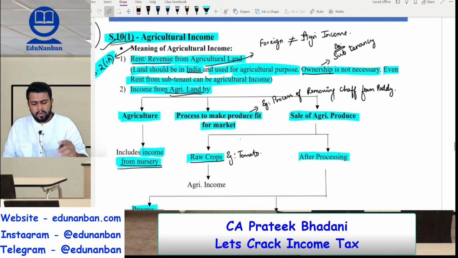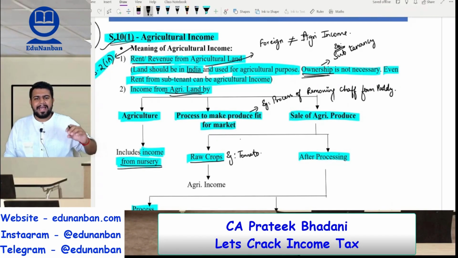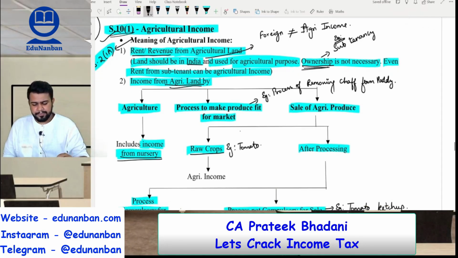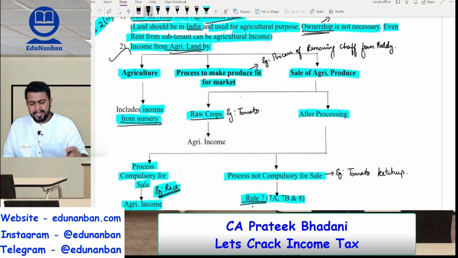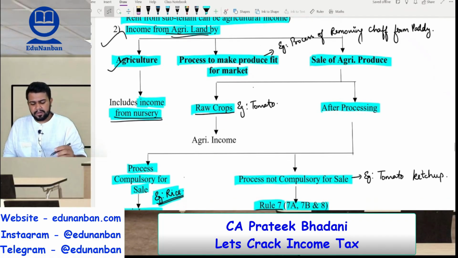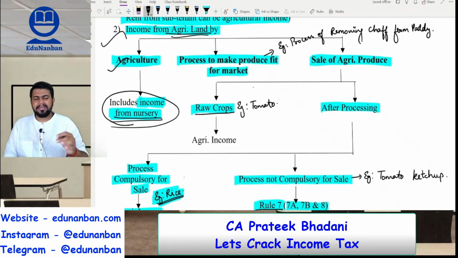Now ownership is not necessary to get the rent. I told you example of subtenancy. If I am getting the land on rent and I am giving the same land on rent to another person, then the rent that I am receiving is also agricultural income if the land is an agricultural land. Next, number 2, any income received from the agricultural land by the activity of agriculture is called agriculture income. Example, plowing, sowing the seeds, etc. And also one special point, that income from nursery is also agricultural income.